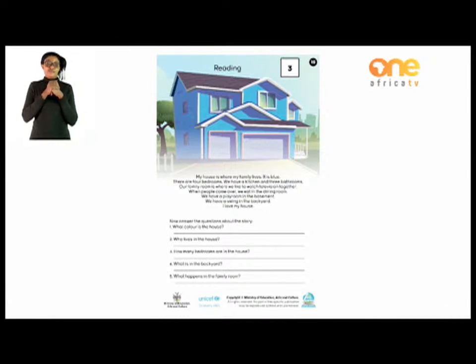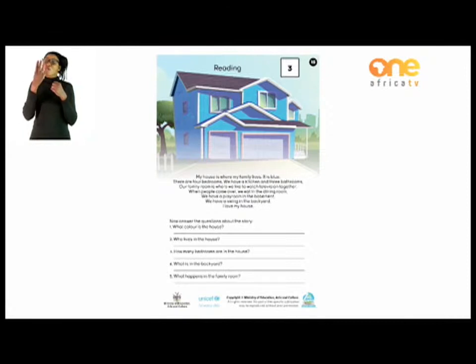Now let's go over to the questions. There are five questions. You have to fill in the answers on the lines that are shown on that page. Okay, question 1. What color is the house? Blue. So we have to fill in the answer on top of the line. Question 2. Who lives in the house? The family. Question 3. How many bedrooms are in the house?